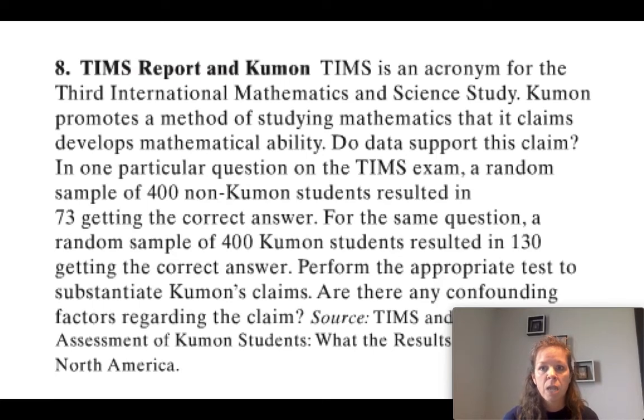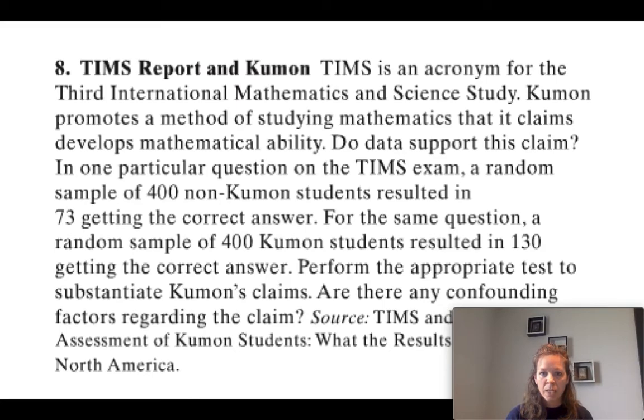All right, TIMSS is an acronym for the Third International Mathematics and Science Study. Kumon promotes a method of studying math that it claims develops mathematical ability. Do data support this? On one particular question on the TIMSS exam, a random sample of 400 non-Kumon students resulted in 73 getting the right answer. Oh, you know what? I just realized I typed in the wrong answer because I was doing this too fast. So, oops. For the same question, a random sample of 400 Kumon students resulted in 130 getting the correct answer. Perform the appropriate test.